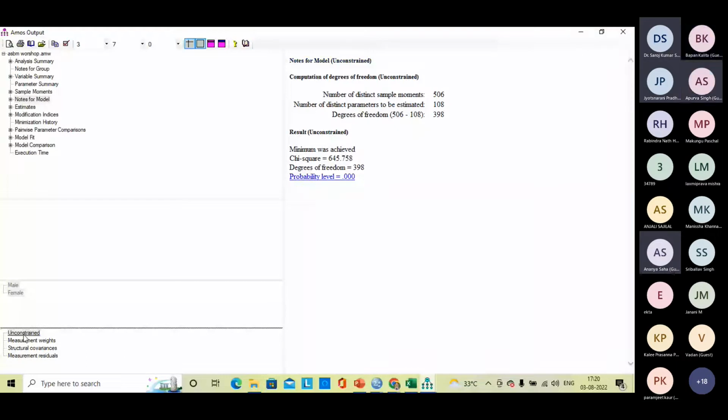Now look at here. Automatically this has been available to you. Unconstrained, measurement weight, structural covariance.